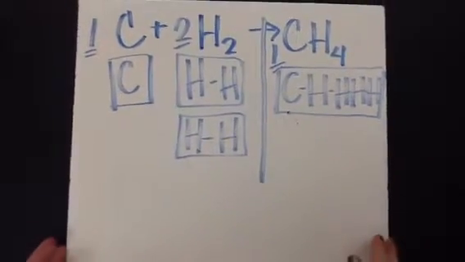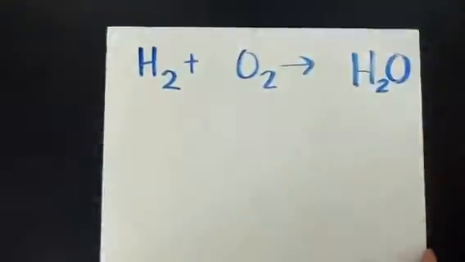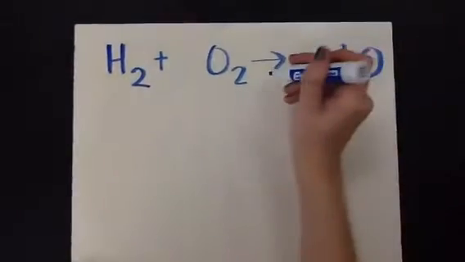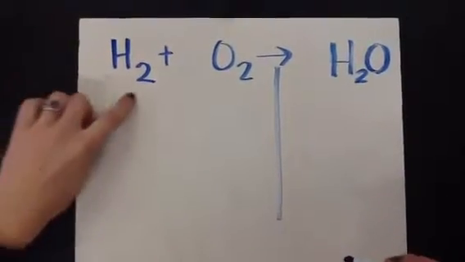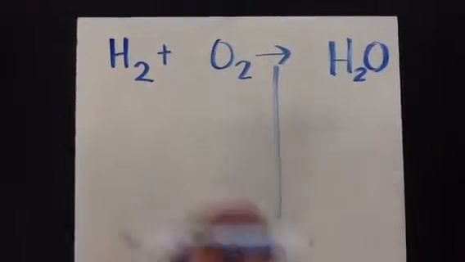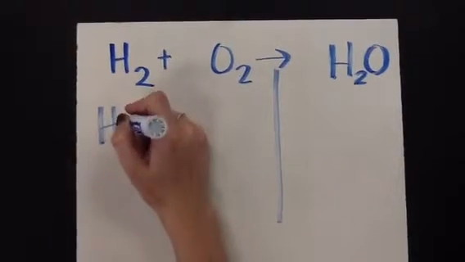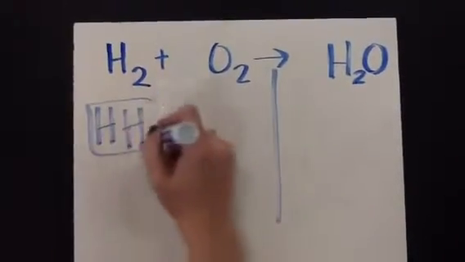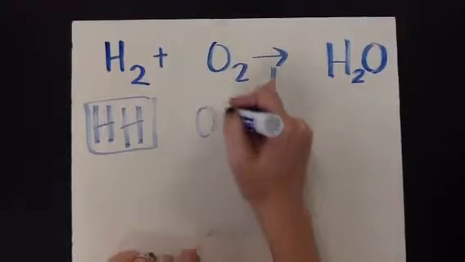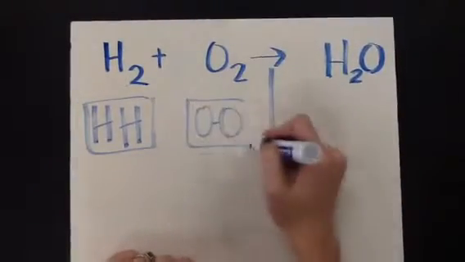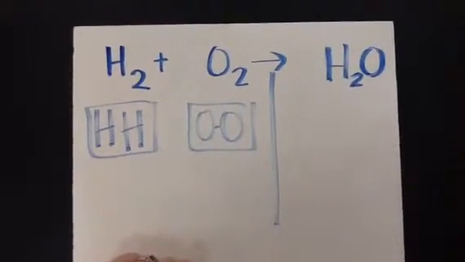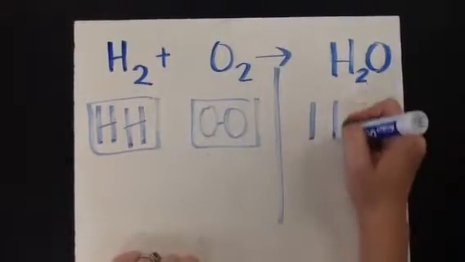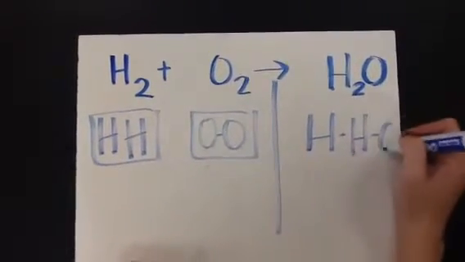Let's do another example. If I have H2O, and that's my product, I have reactants of H2 and O2. So I draw this out, H2, and that comes together, O2, that comes together, and then I have H2O, H2O.